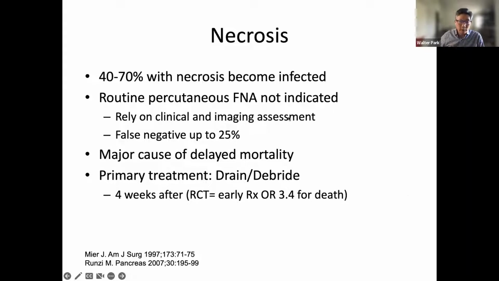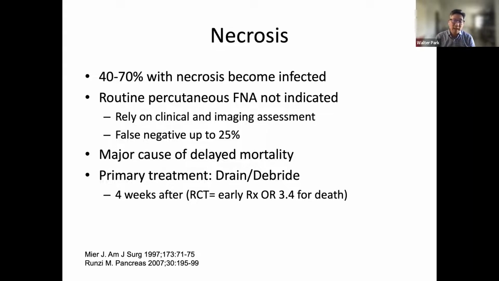Now, moving beyond those cornerstones of fluid resuscitation and nutrition, we can talk briefly about necrosis, which can happen in moderate to severe acute pancreatitis, of which a subset, about 40 to 70%, can become infected. And in those situations, this is a significant comorbidity and a high risk of mortality.